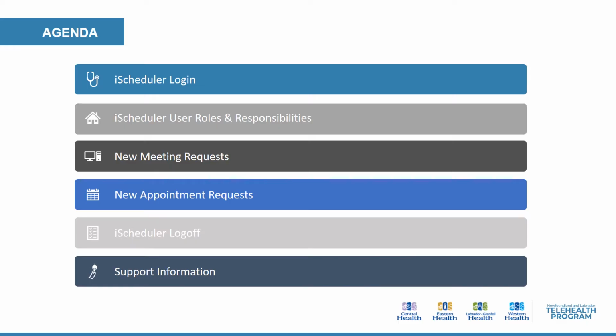We will start with the login process for iScheduler. Then we will review iScheduler user roles and responsibilities, outline how to view and action new meeting requests, outline how to view and action new appointment requests, demonstrate how to log off of iScheduler, and finally provide relevant support contact information.